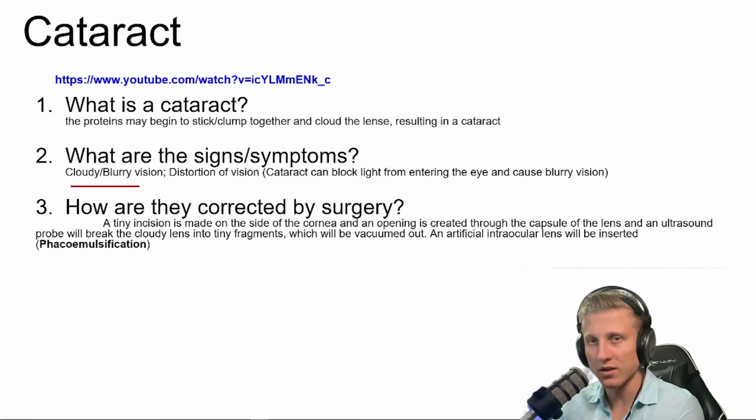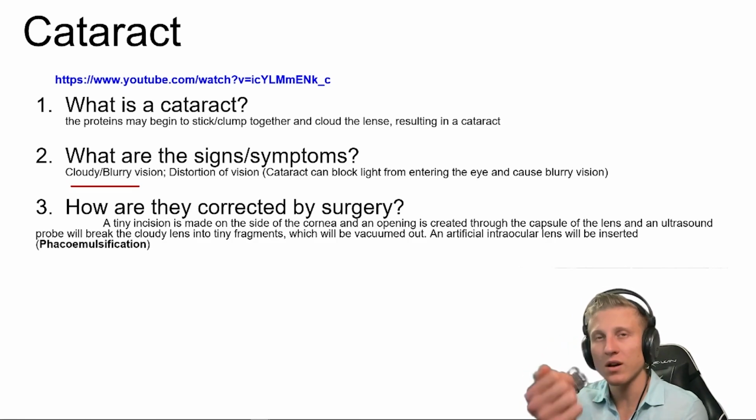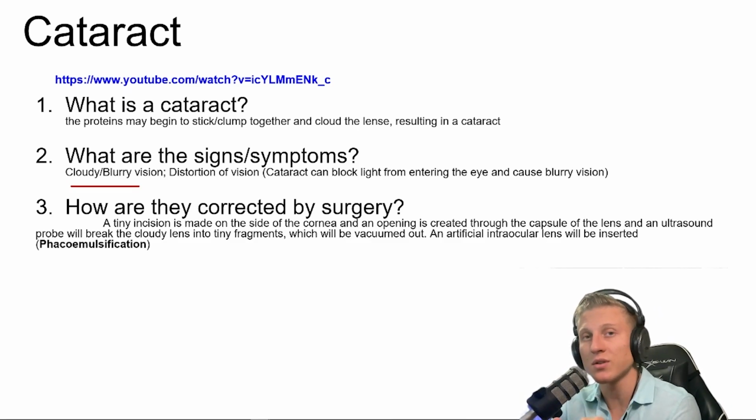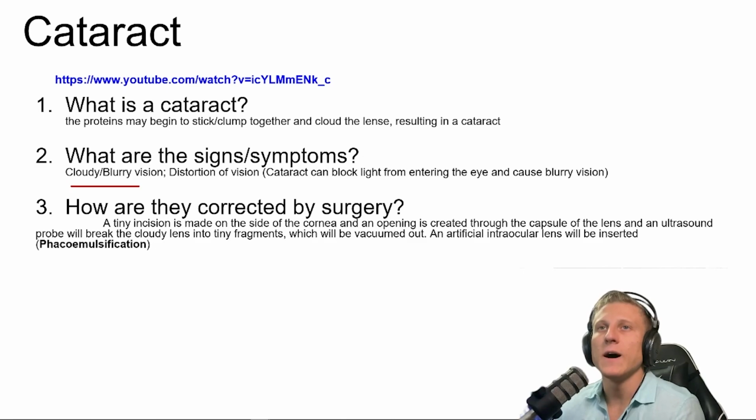You can especially see it if you shine a flashlight on a tangent angle into the eye. And then the example procedure that this video discusses is called phacoemulsification, which is basically you break down the lens and then you insert an artificial lens, oftentimes composed of silicone or some sort of polymer structure.